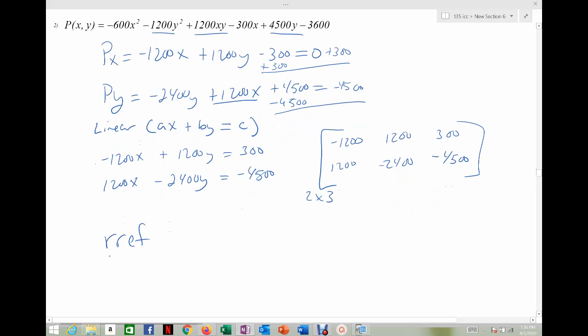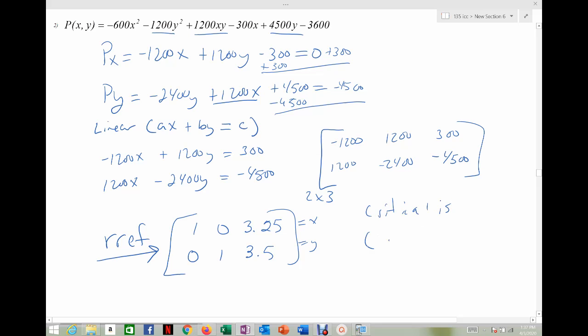Row reduce. Remember you have to scroll off your page under the math key in your matrix button. Go down to the RR, the double R, not the single R, RREF. And then it should spit out the following matrix. Remember, the first number is my x value, the second number is my y value. So my critical value is the point 3.25 and 3.5.